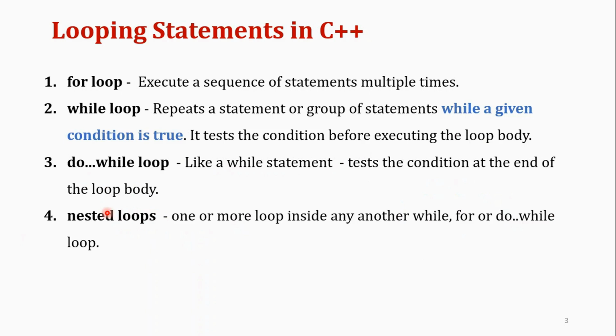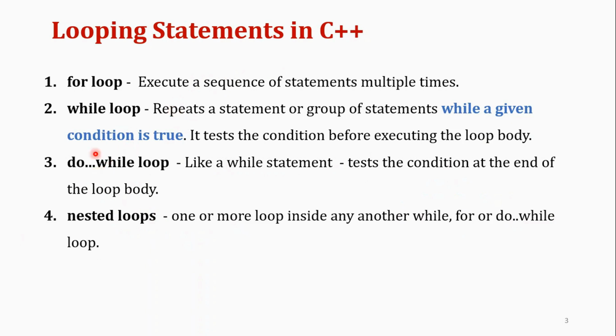So in C++, we have four looping statements or looping structures. The first one is the for loop. If you want to execute a set of statements a fixed number of times, we can go for a for loop. The while loop also repeats the statements until the condition is true. As long as the condition is true, it keeps repeating the set of statements.